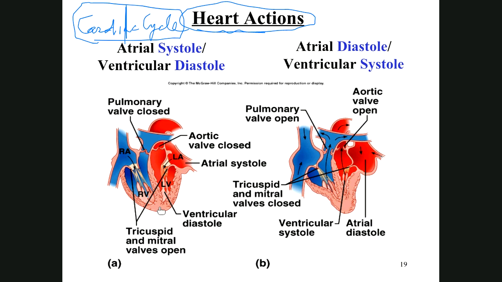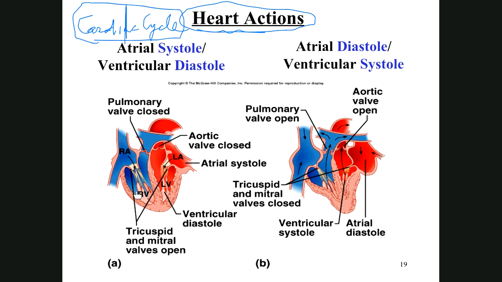So the bottom line is that the ventricle has to have a certain volume of blood in it. That volume of blood is known as end-diastolic volume. We'll talk about end-diastolic volume a little bit. It means the volume of blood at the end of the ventricle relaxation. That's what end-diastolic volume is.